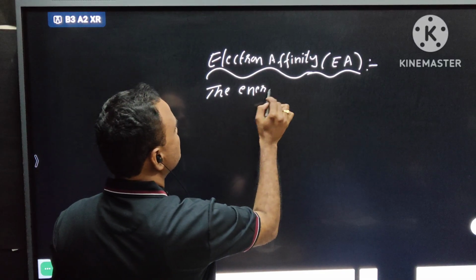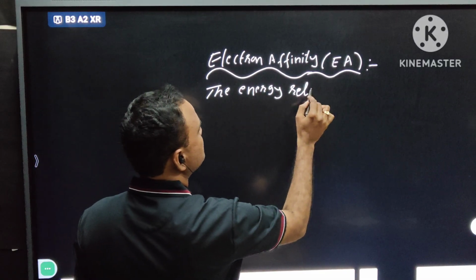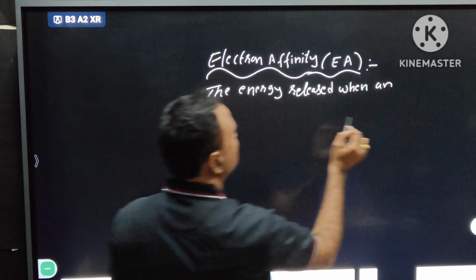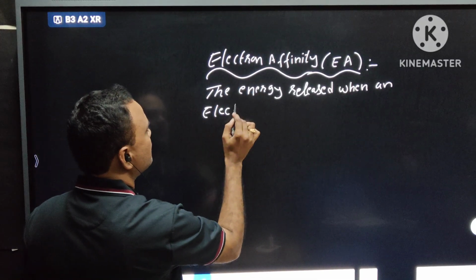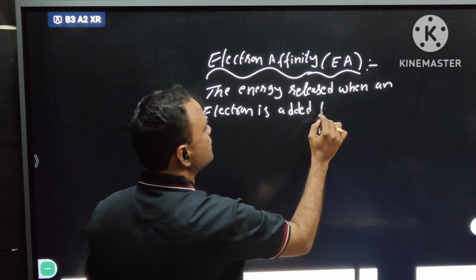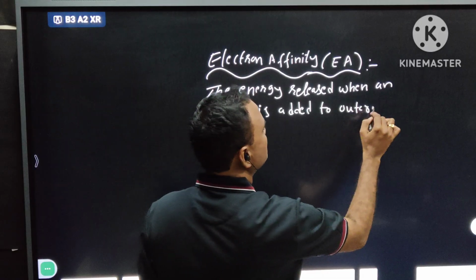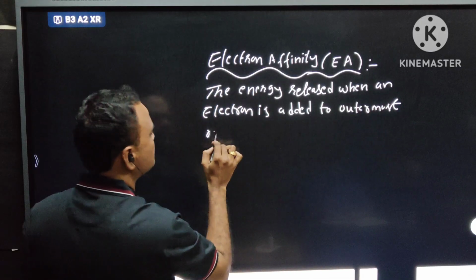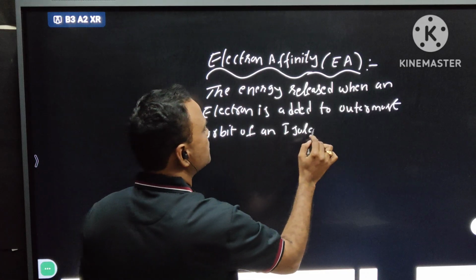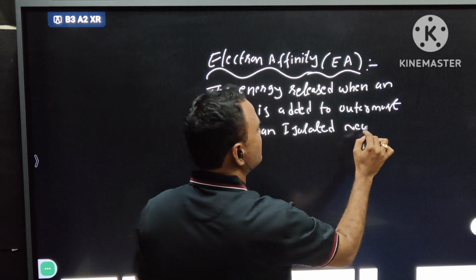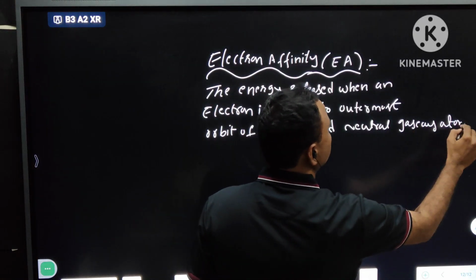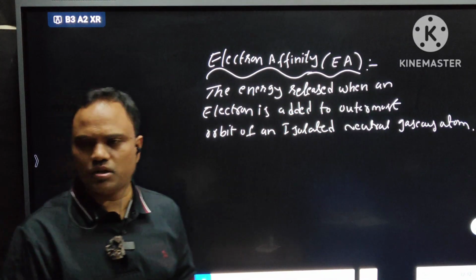The energy released when an electron is added to the outermost orbit of an isolated neutral gaseous atom is called electron affinity.